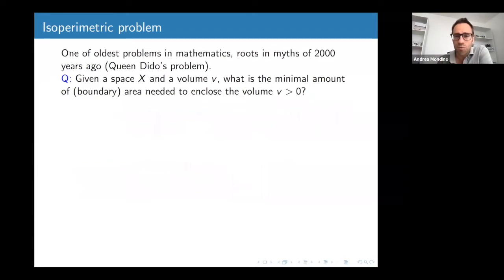Let me start with a warm-up about the isoperimetric problem. As you all know, this is one of the oldest problems in mathematics, having its roots more than 2,000 years ago. The basic question in the isoperimetric problem is the following. We are given a space X and a volume V, and we ask what is the minimal amount of boundary area needed to enclose such a volume V.